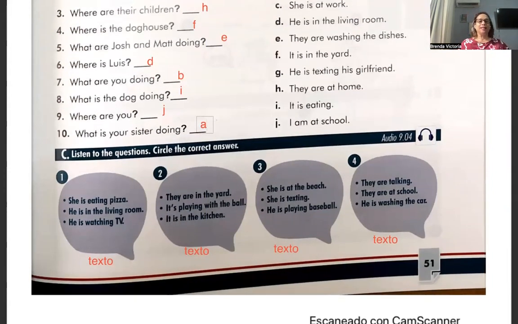Okay, guys, so exercise C, listening to the questions and circle the correct answer was for homework. So let's take a quick look of the questions. I'm gonna read them to you and we will be answering. Okay, number 1, we have she's eating pizza. He is in the living room and he's watching TV. Now the question is, where is Jose? Jose is he. So it has to be he's in the living room or he's watching TV. And the question is, listen again, where is Jose? So it will be, he is in the living room.